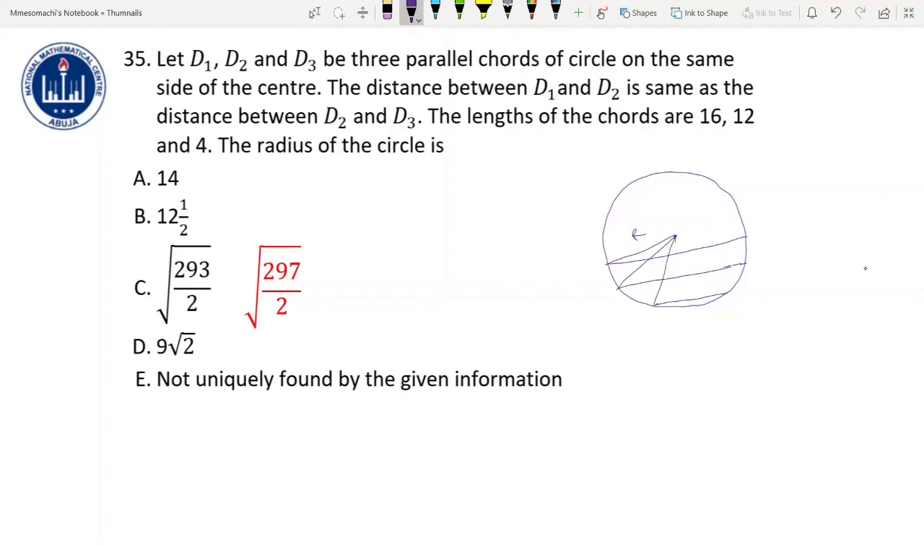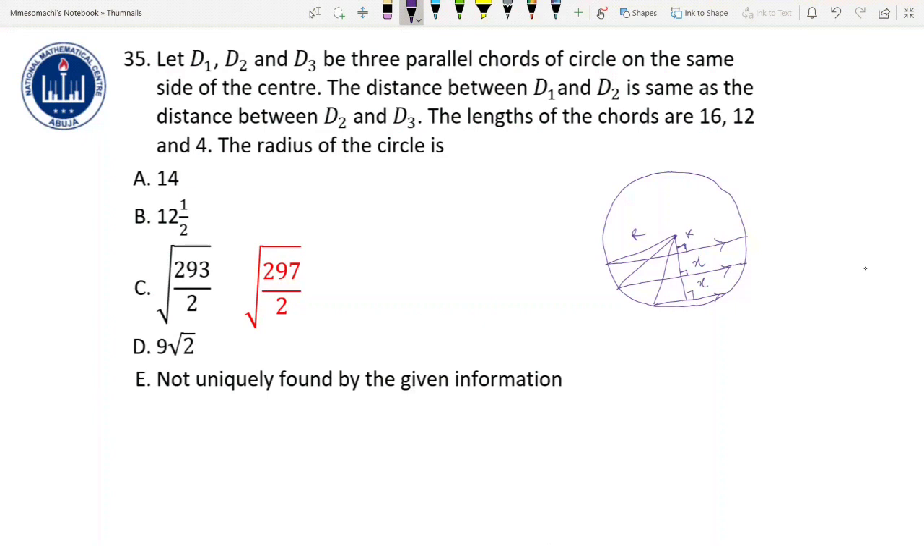And then we draw the perpendicular bisector of each of the chords. The chords are parallel, so just take note of that. Since this perpendicularity is at the center of each of the chords, we can just divide each of the chords by 2, and we have a series of right angle triangles. Let's say the distance from the chord of length 16 to the center is K, and then the other distances, between D1 and D2 and between D2 and D3, are equal. Let's call them X and X.